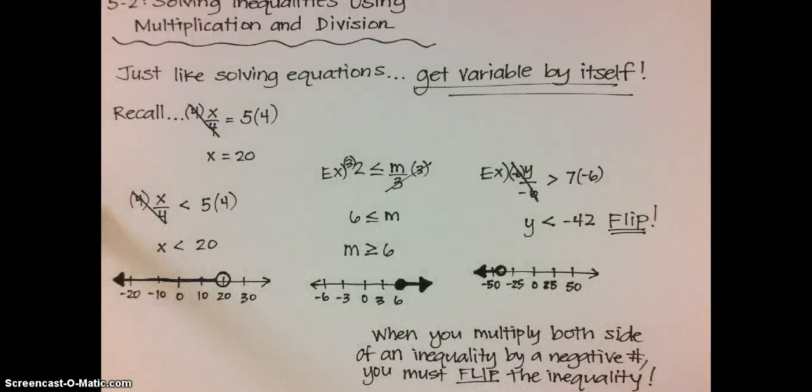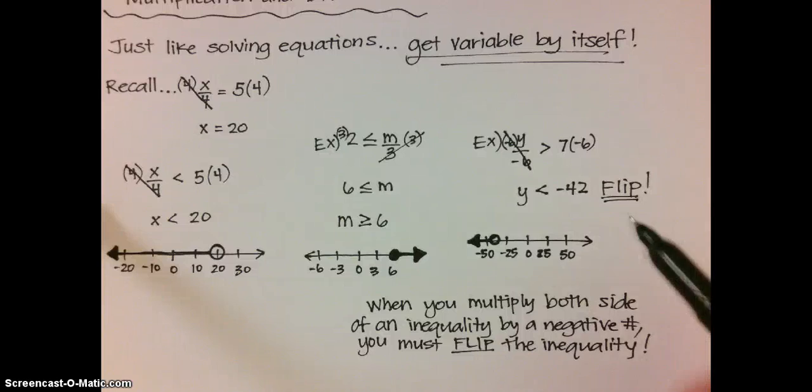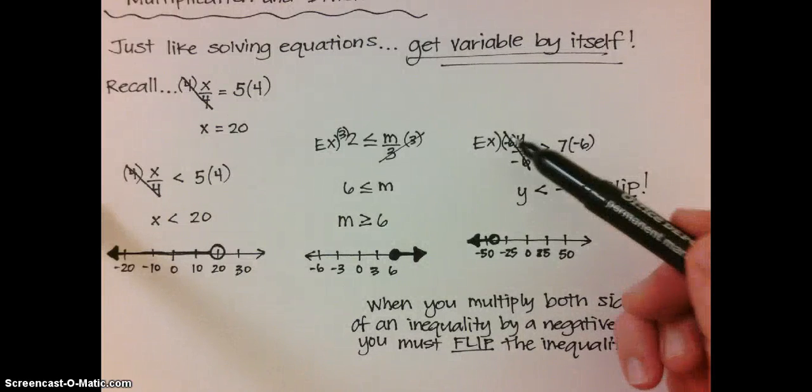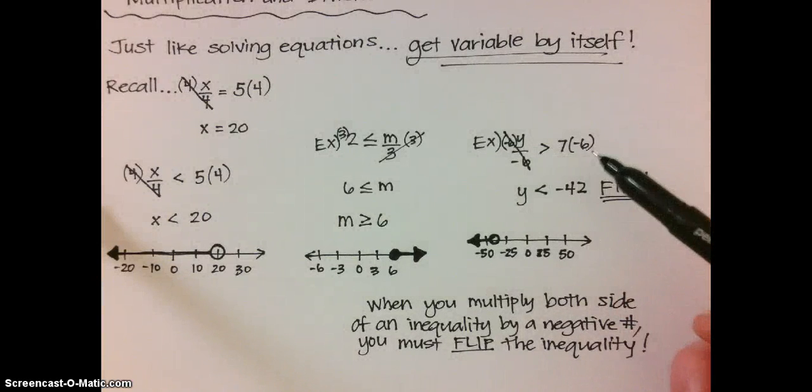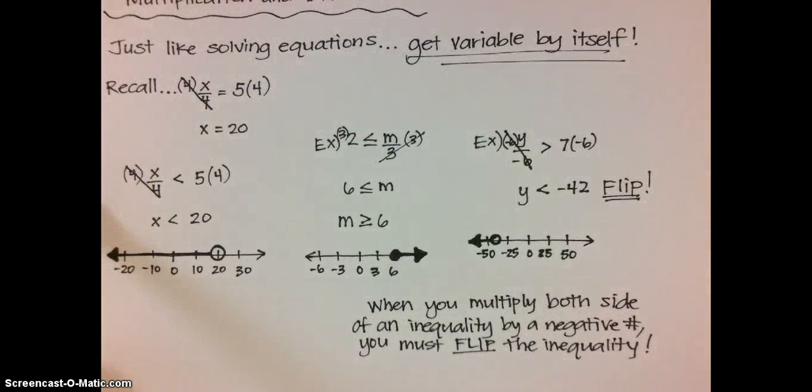Okay, so this is very important for you to remember whenever you're going to be doing this with negative numbers. And again, it's only when you're multiplying both sides by a negative number. So let's move on to division, which is very similar to multiplication.